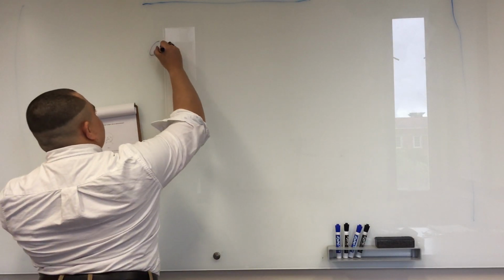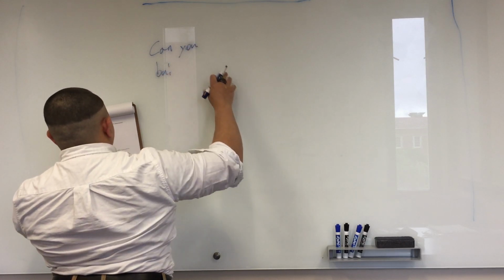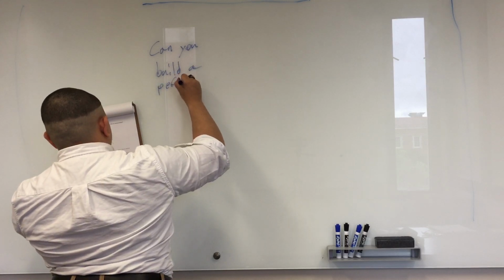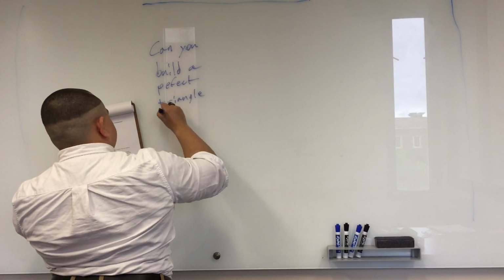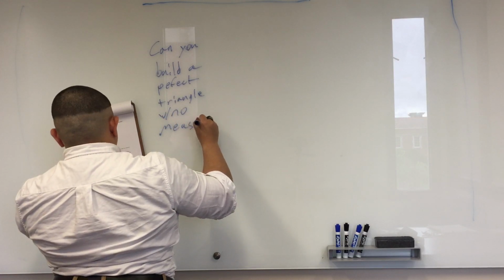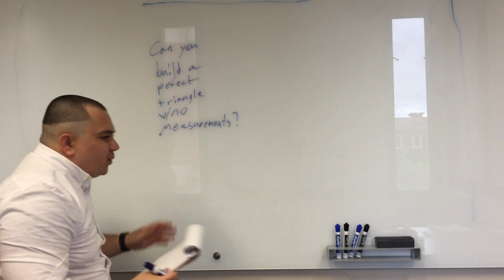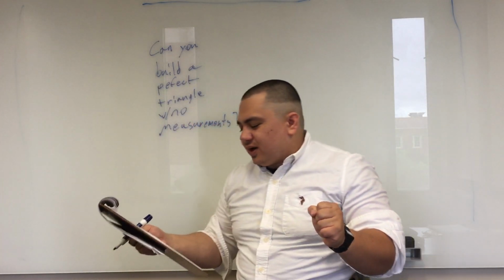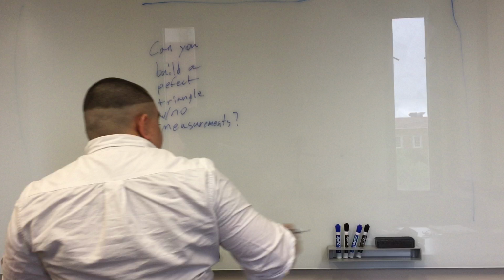That is, can you build a perfect triangle with no measurements? Imagine you're given only a segment, no ruler, no numbers. Now, can you construct an equilateral triangle? Well, yes. And here's how they did it.